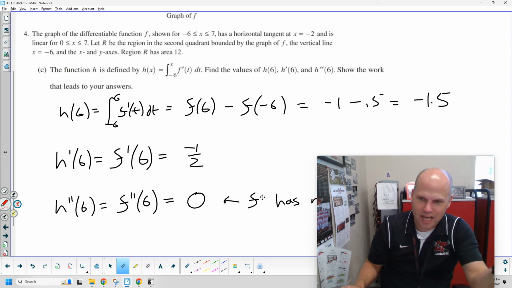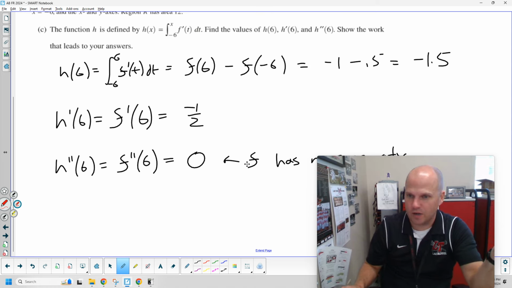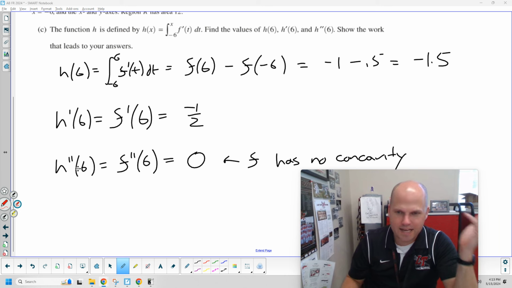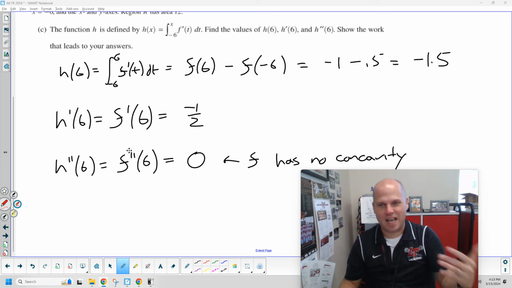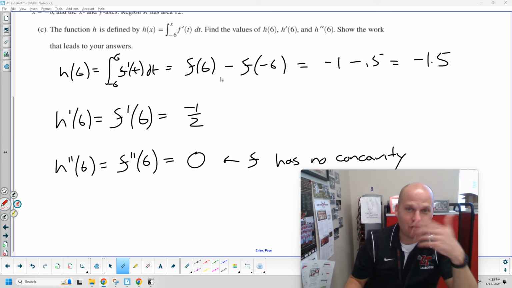Now this brings us to the last one, which I think very few people got. H double prime of 6 equals f double prime of 6 equals 0. Why? Because f doesn't have any concavity. 3 points here.